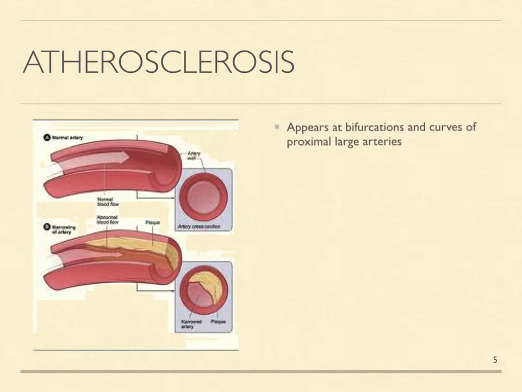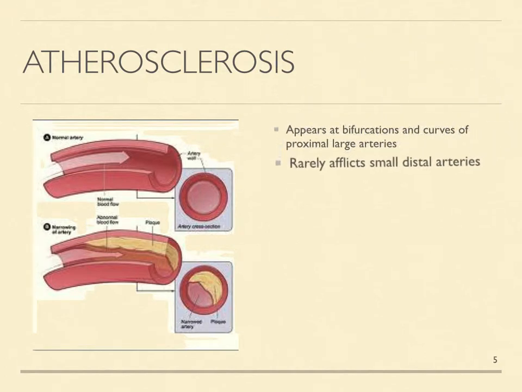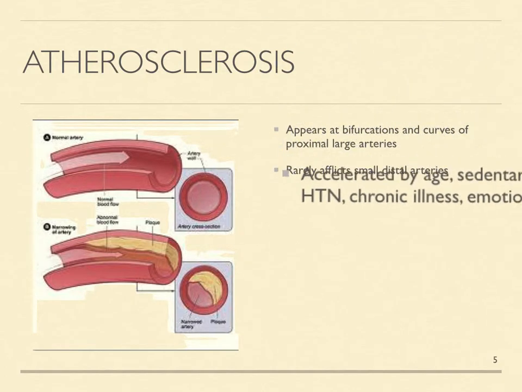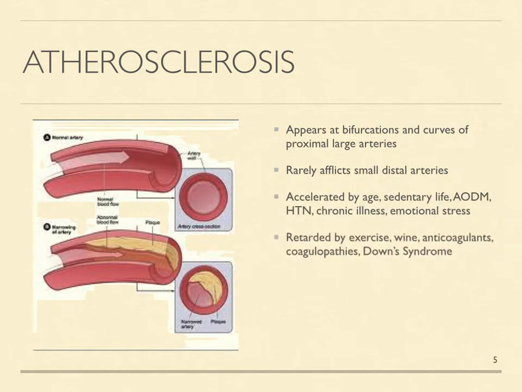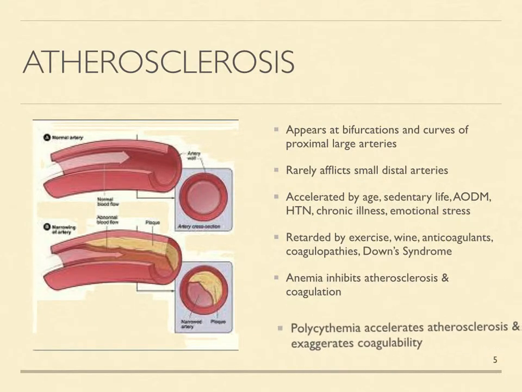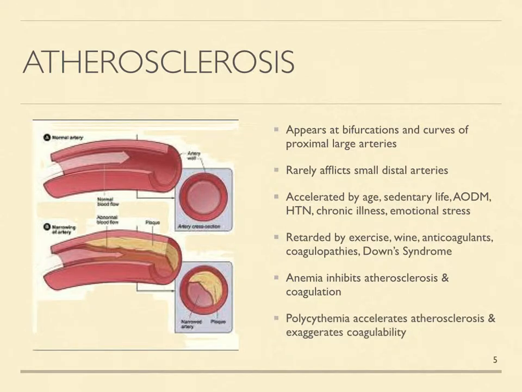Conventional theory cannot explain atherosclerosis, which appears first at bifurcations and greater curvatures of large arteries close to the heart, but rarely afflicts small arteries and arterioles located distant from the heart. It is accelerated by age, sedentary lifestyle, diabetes, hypertension, chronic disease, emotional stress, and both hyperthyroid and hypothyroid metabolism. It is retarded by exercise, moderate wine consumption, anticoagulants, coagulopathies, and Down syndrome.